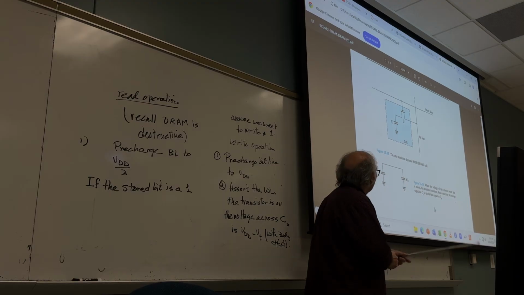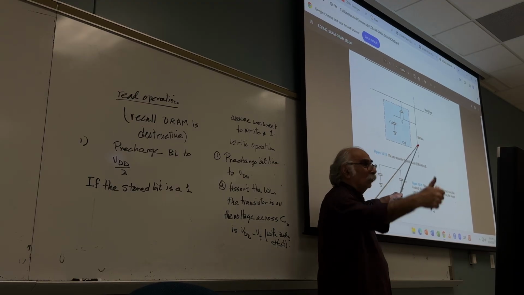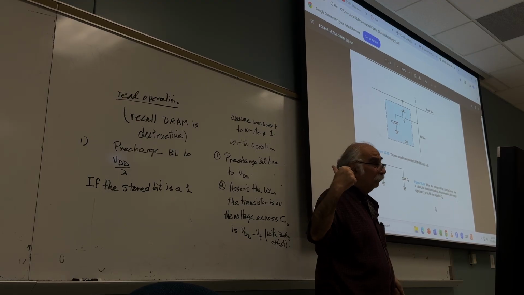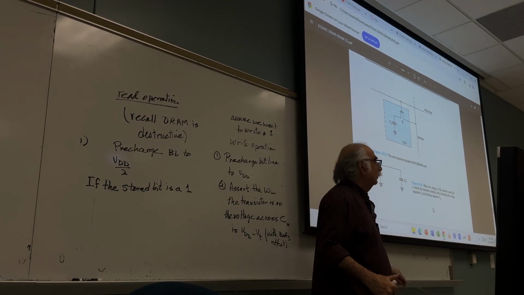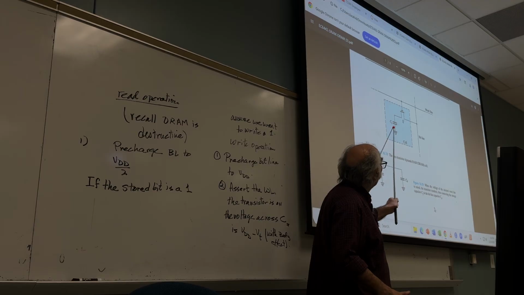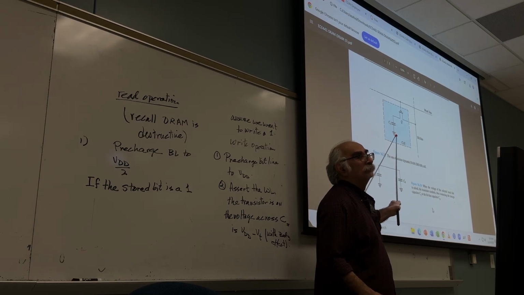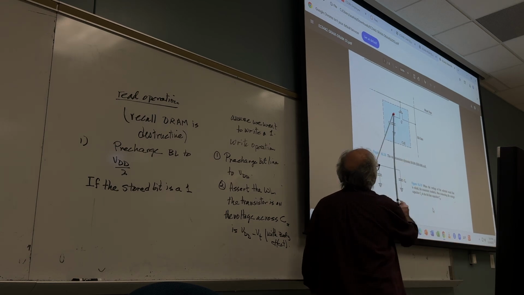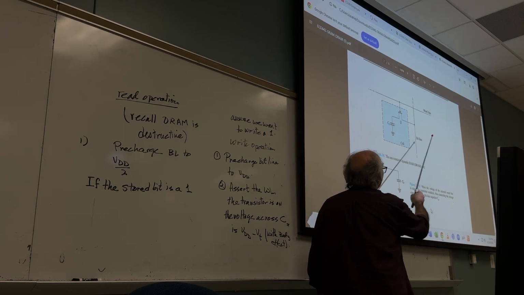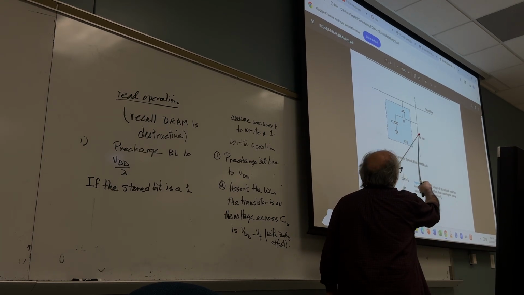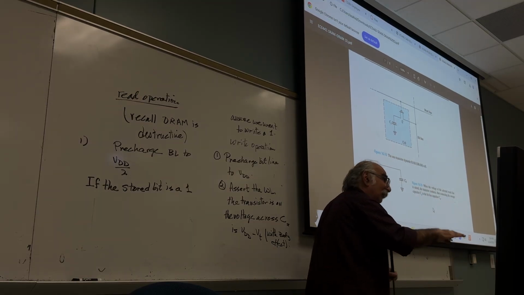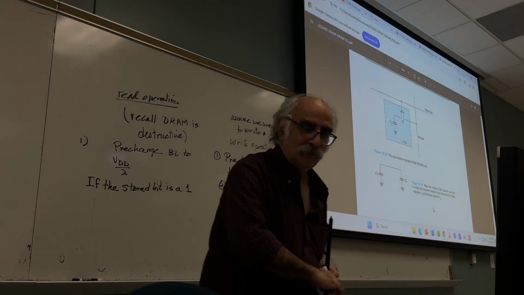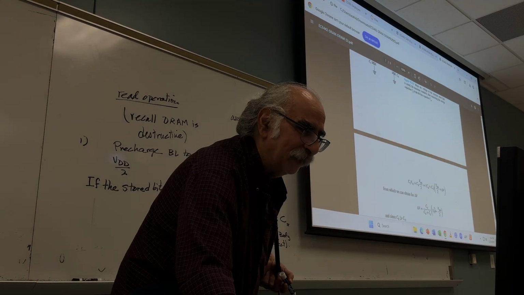Which means the voltage on this line will go a little bit higher than VDD over 2. Yes. Now suppose what is being stored is a 0. What will happen? The current will go the other way around, this way. What does it mean? The voltage in here will go down. Yes? The sense amplifier will pick it up.